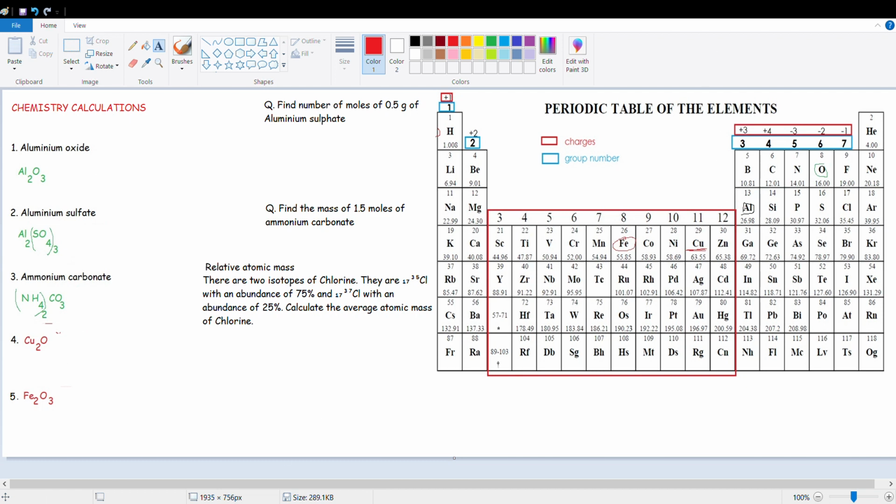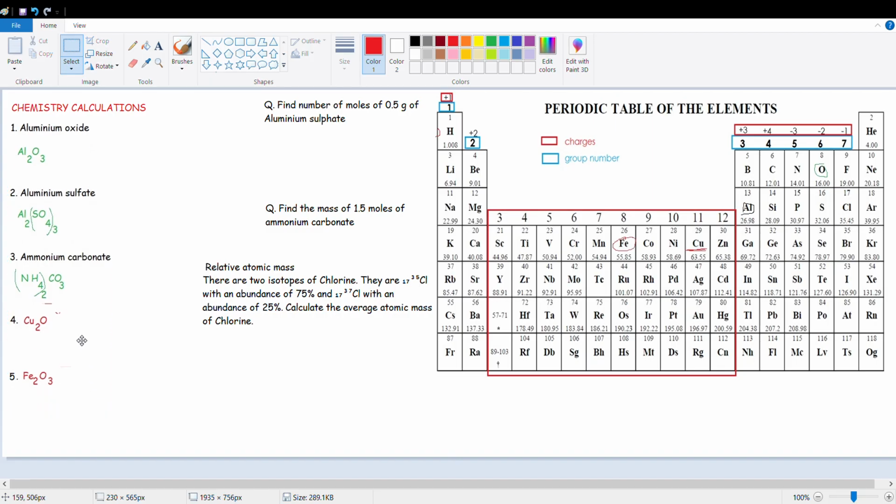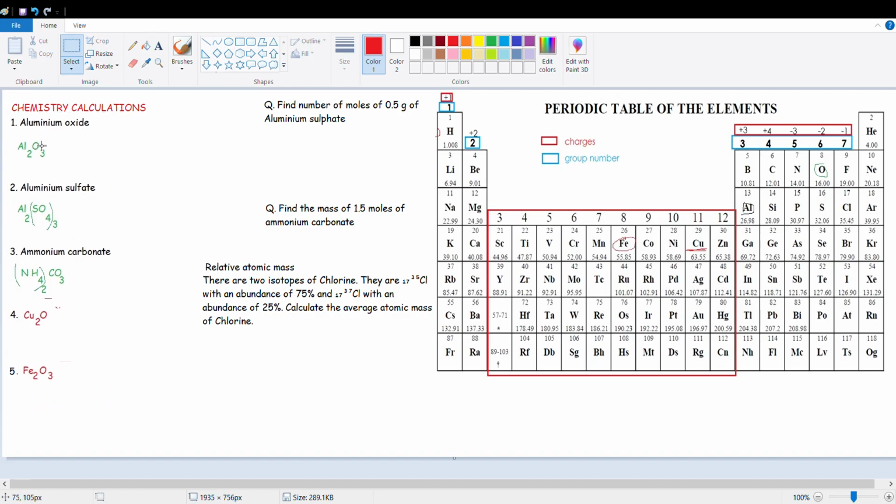Hi guys, let's do some chemistry calculations. You remember that thing we did earlier in another video, where you learn how to make the formulas by using the periodic table. Now the formula's already been done. What I need to do now is find the formula mass.